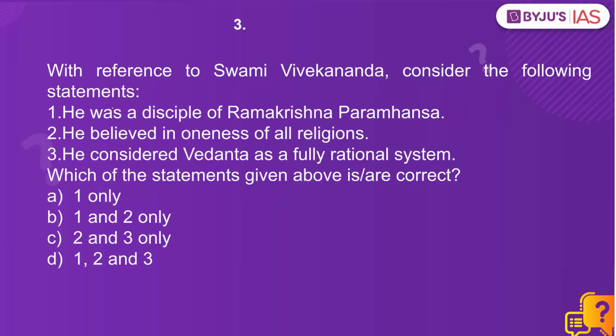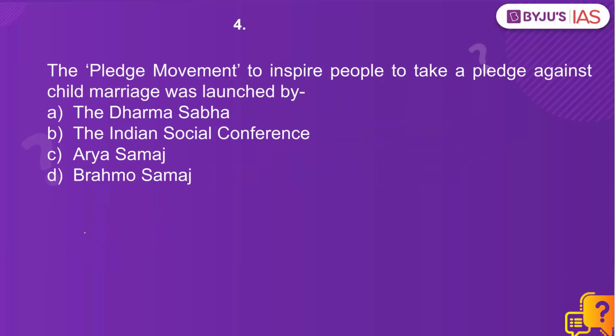Now let's look at question number 3 with reference to Swami Vivekanand. Consider the following statements. Number 1, he was a disciple of Ramakrishna Paramahans. Correct. He believed in oneness of all religions. Correct. He considered Vedanta as a fully rational system. Correct. So all these statements are correct. D is the right answer.